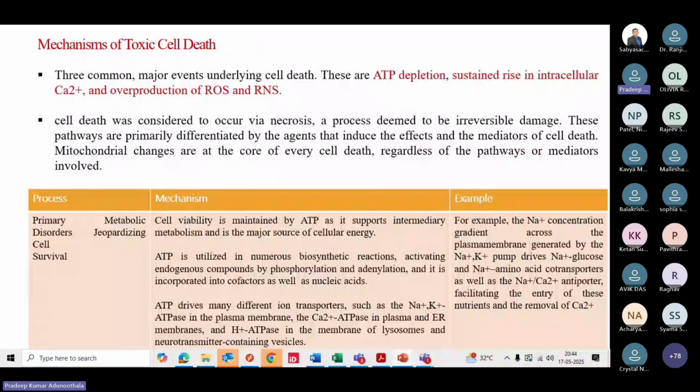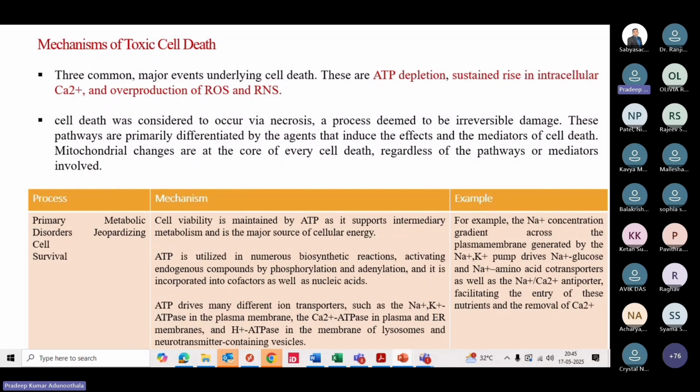Coming to the mechanism of toxic cell death, there are three major events that underlie this cell death: ATP depletion, sustained rise in intracellular calcium, and overproduction of ROS and RNS. These three mechanisms lead to cell death. Cell death generally happens by necrosis, a process deemed to be irreversible damage of the cell. These pathways primarily differentiate by the agents that induce the effects and the mediators of the cell death. The agents come and act on those mediators and lead to cell death.